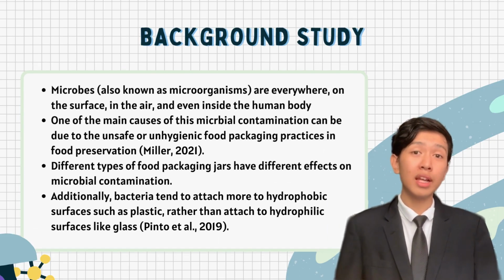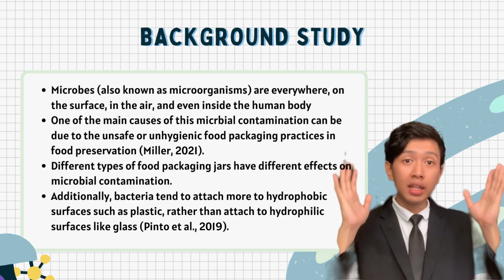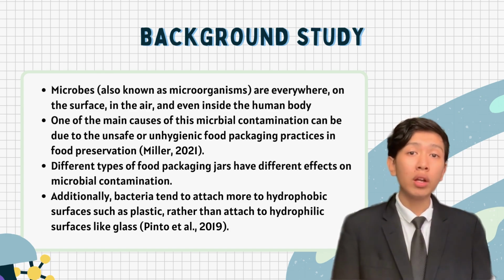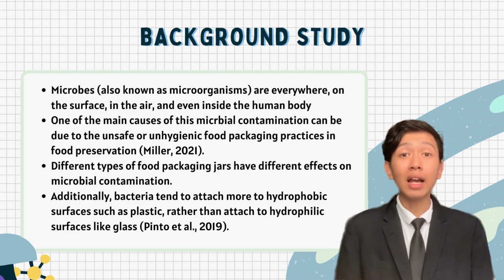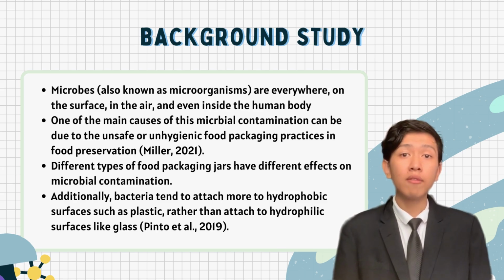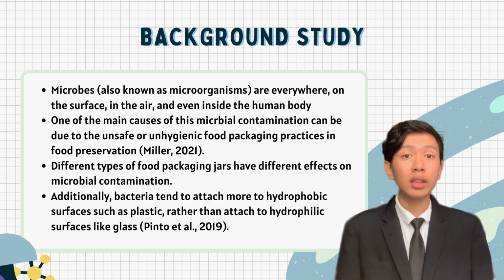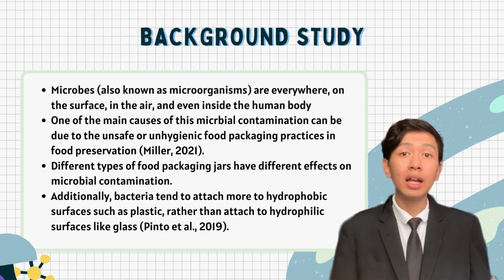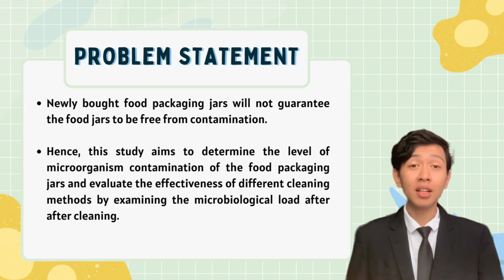Microbes, also known as microorganisms, are all over the place, present on surfaces, in the air, and inside the human body. One of the main causes of microbial contamination in food preservation is unsafe or unhygienic food packaging practices. Different types of food packaging jar have varying effects on microbial contamination, with bacteria tending to attach more to hydrophobic surfaces like plastic compared to hydrophilic surfaces like glass. Despite being newly bought, food packaging jar may or may not be free from microbial contamination.